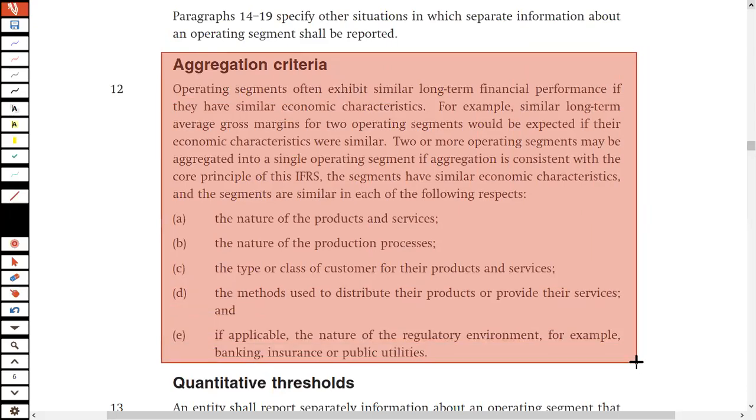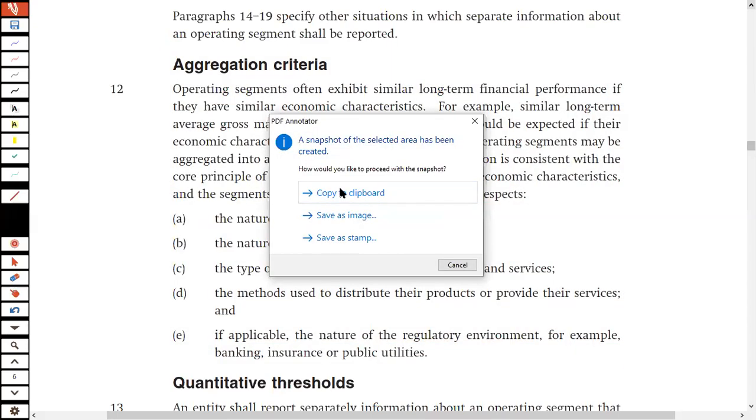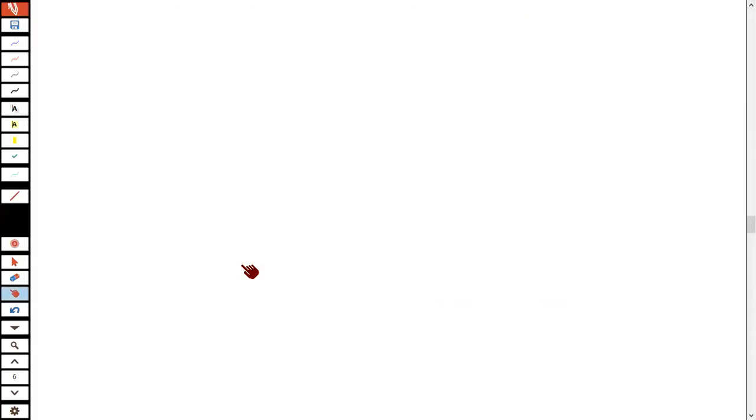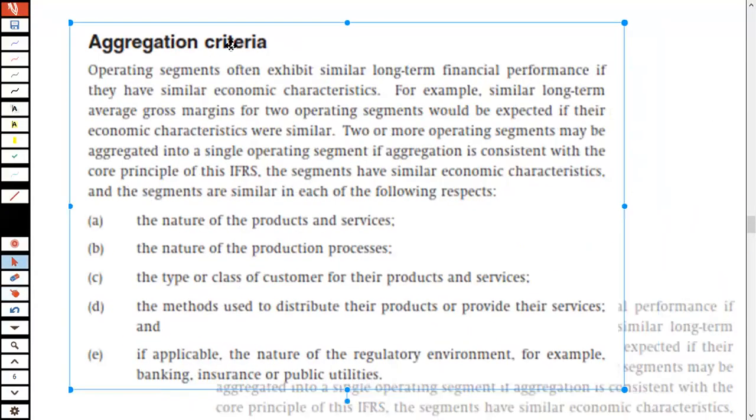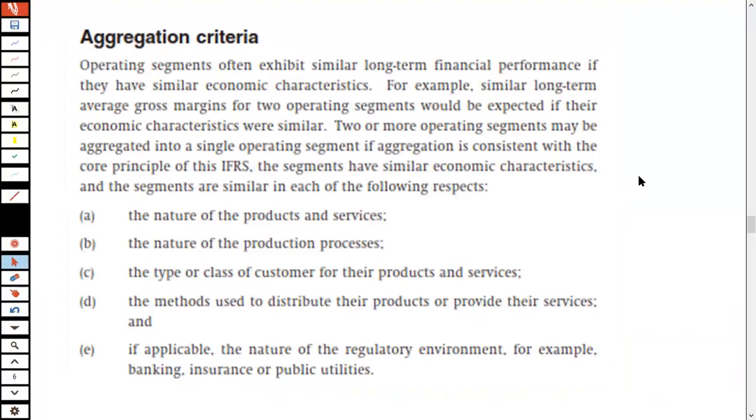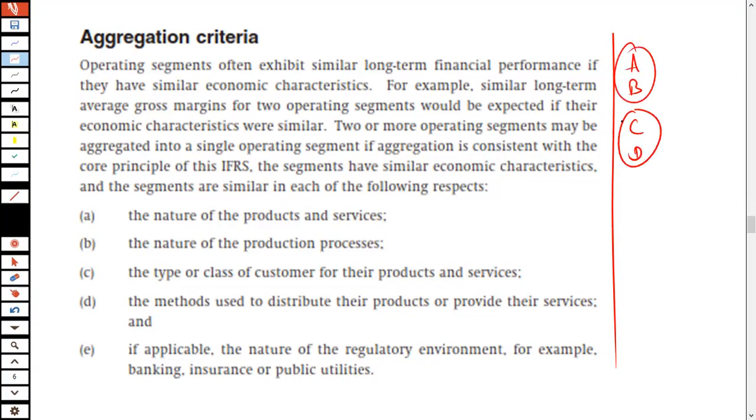Basically, what happens is a lot of companies try to add up the results of multiple operating segments and consider them to be one single operating segment. So the point is, can I add up multiple operating segments and make them one? Like, can I add up operating segment A with operating segment B, operating segment C with operating segment D, operating segment E with operating segment F?